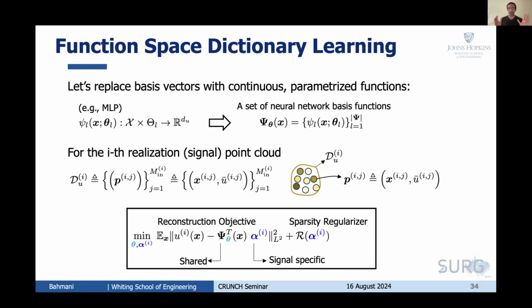Under that setup, we are interested in this type of optimization problem, where we want to minimize the difference between the signal of our interest and a combination of these basis functions that are shared across all realizations, and some coefficients that adjust per realization. And we have some inductive bias, like a sparsity regularizer, which can be played around with using different ideas. So this is the type of problem we are interested to solve.